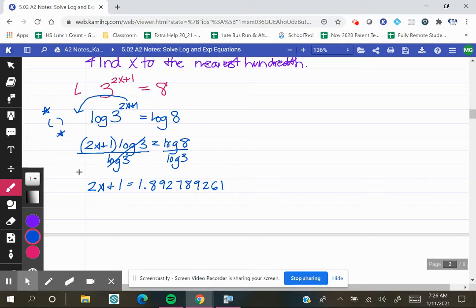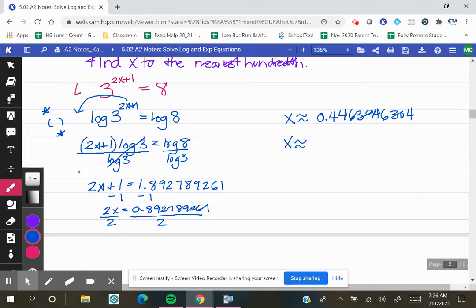Now it's just a matter of solving for x. So you're going to subtract your 1 and then divide by 2. You could write out 2x equals 0.8927896261, and then divide by 2. Again, write out your entire decimal that you see. You should put this right into your calculator, and then round to the nearest hundredth, so 0.45.